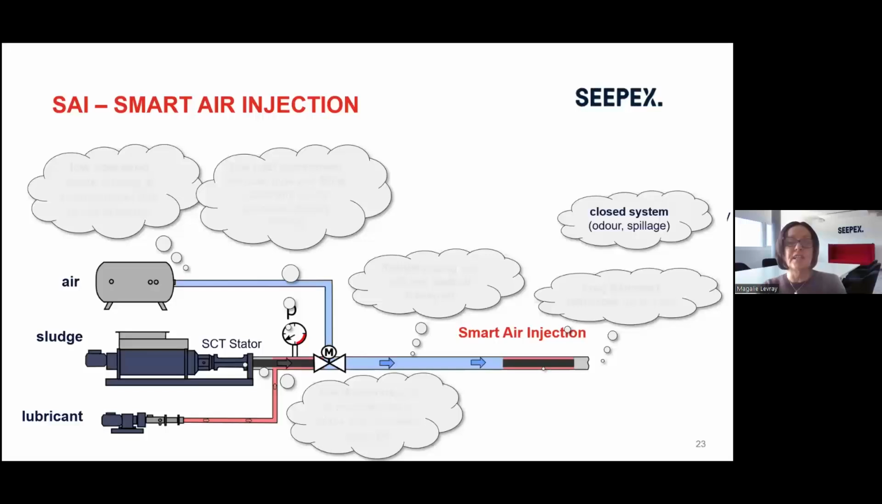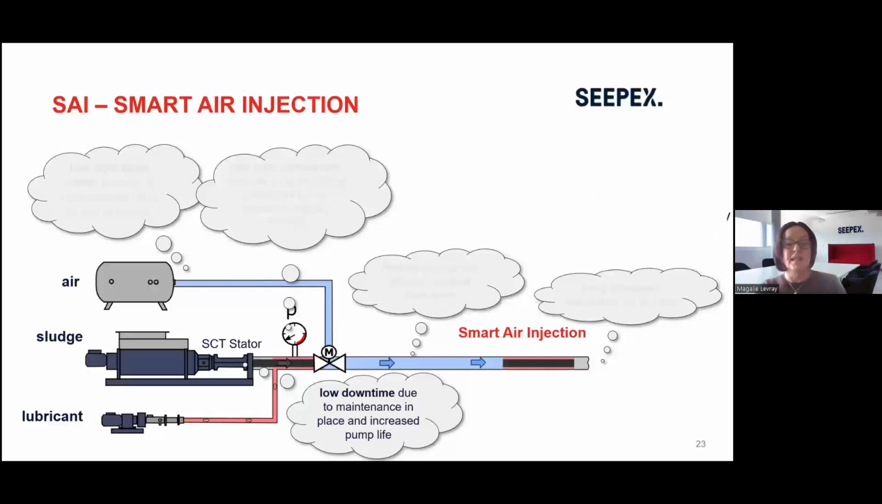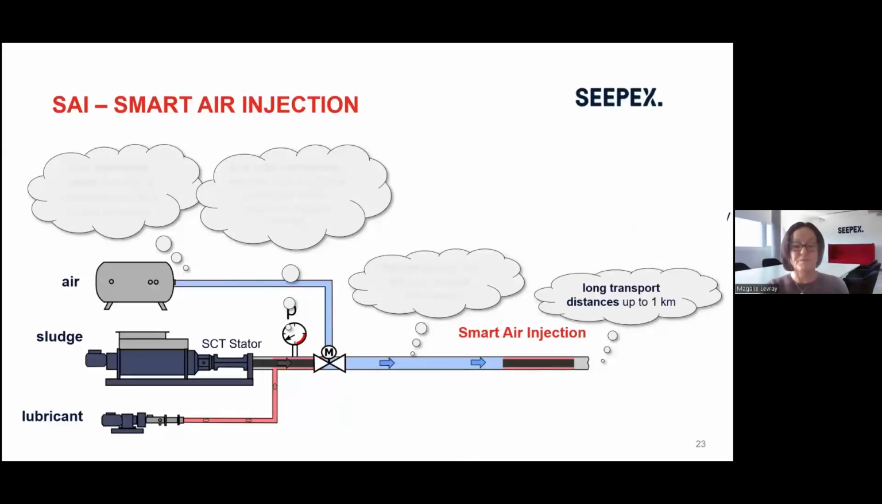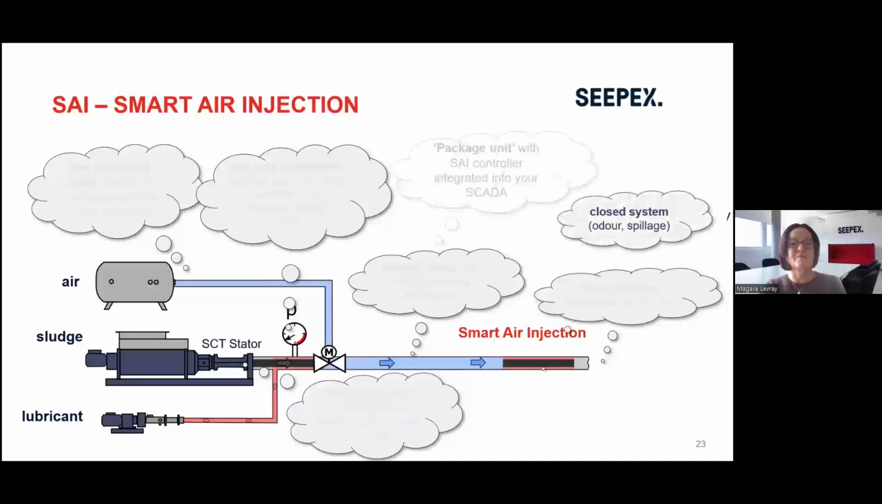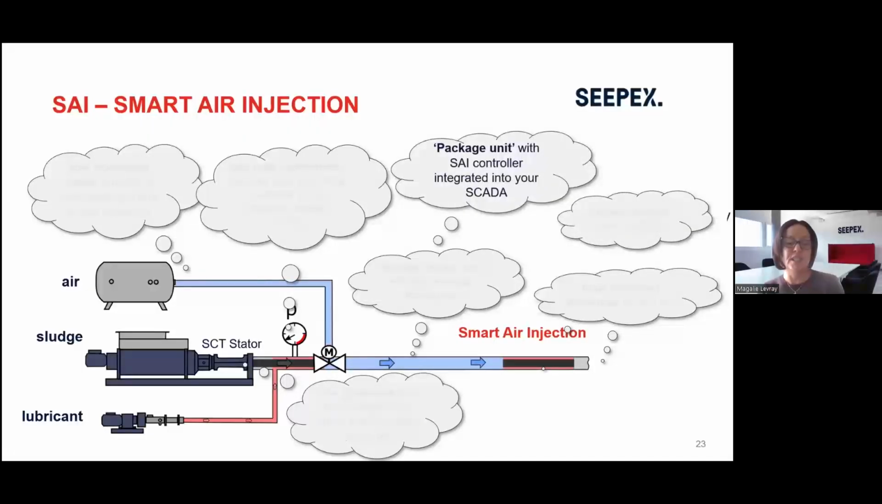It's a totally enclosed system, so no spillage. That is also good because when we're dealing with tailings, we know we have some chemicals that can remain in the tailings, and low downtime due to maintenance in place feature. And last but not least, package unit, so very easy to integrate into your SCADA system.